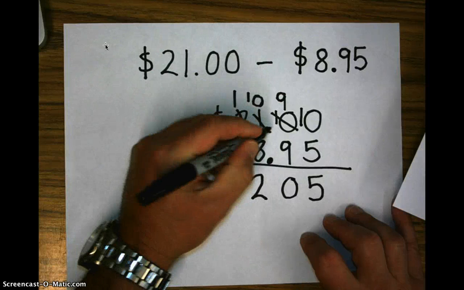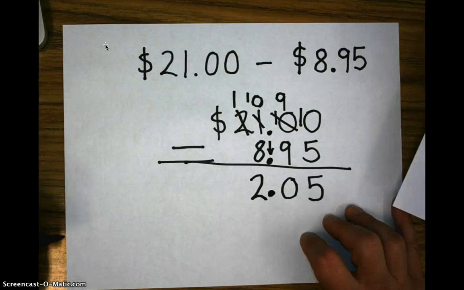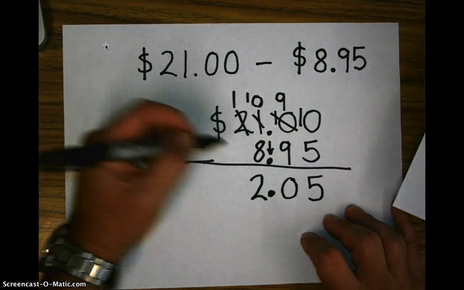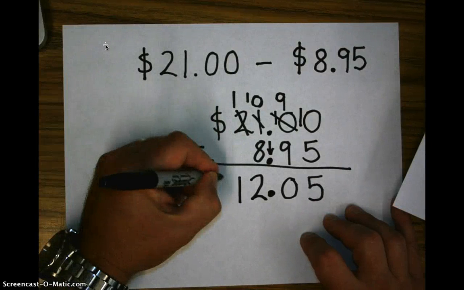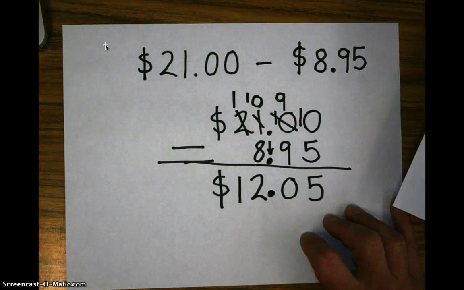Ooh, what did I forget to do? Really important. Bring that decimal down. So important. 1 minus nothing, which is 0. 1 minus 0 is 1. And my last step, since it's money, I'm going to put my dollar sign there. $12.05. And that's pretty much it.